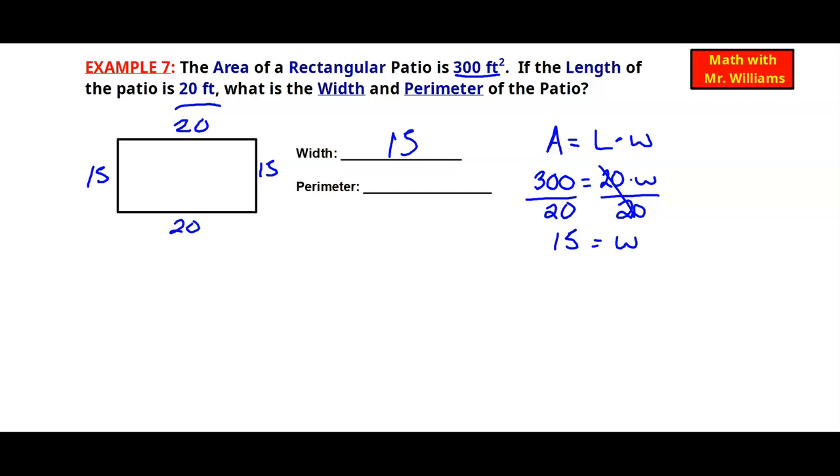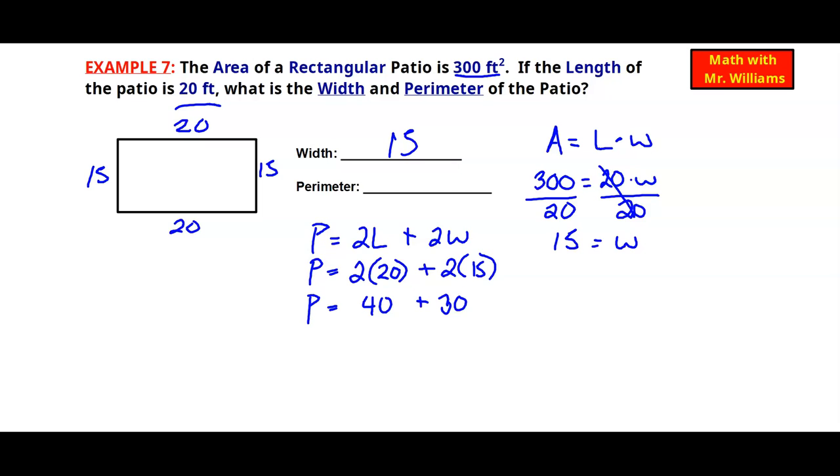All right, now we use our perimeter formula here. So we have perimeter equals 2 times the length plus 2 times the width. Let's plug our numbers in. All right, so let's do our math. So we have 2 times 20, and we also have 2 times 15. All right, so we have now 40 plus 30 for our final answer. So we have perimeter is 70 feet. So our two answers, the width is 15, and our perimeter is 70 feet.